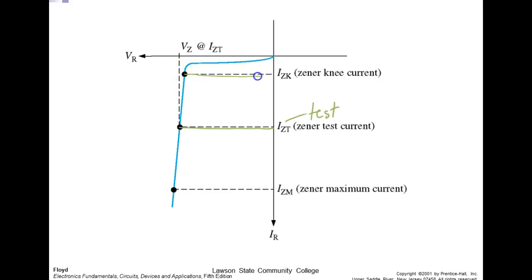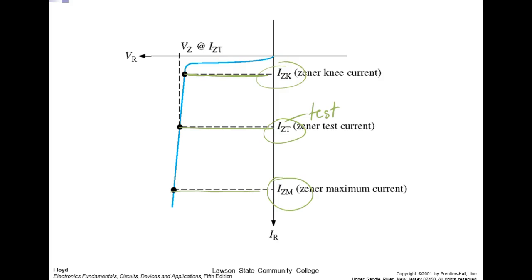IZK is the knee current. As soon as it's out of the knee, it's regulating. And then this is IZ max. If we exceed IZ max, what's probably going to happen? It's going to burn up because we exceeded the wattage rating. The other values are given in the data sheets. This one is calculated, but it's not hard to calculate. They never give you IZ max.